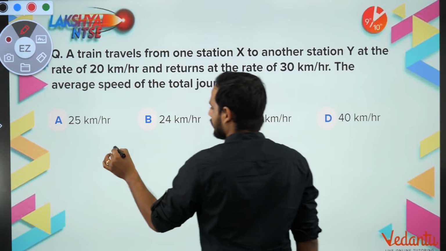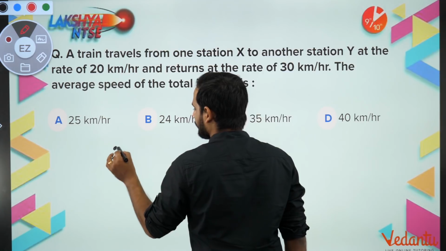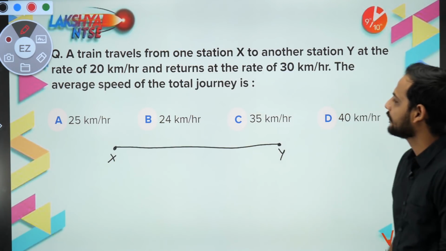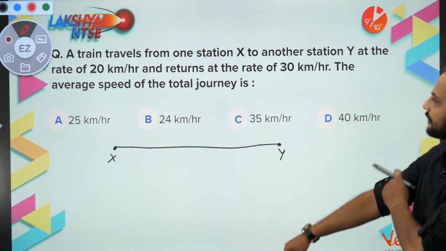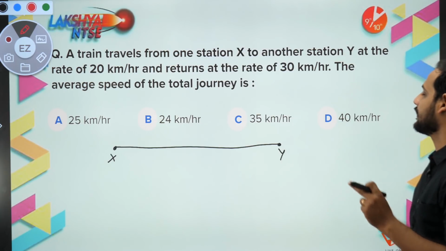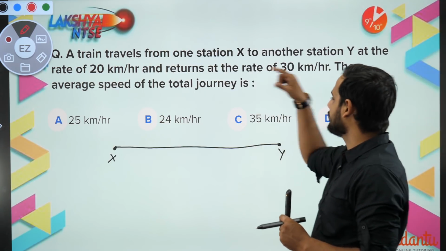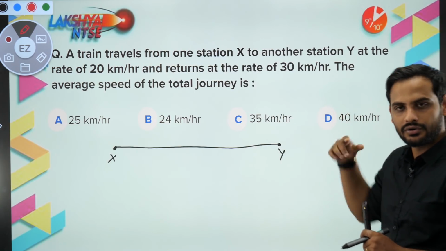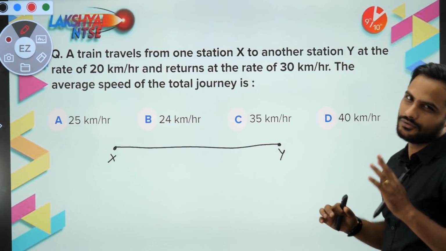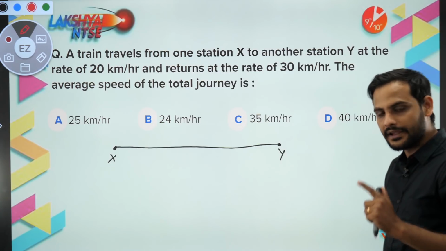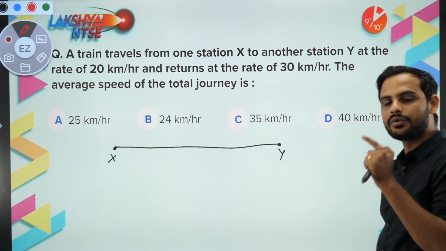Correct? So let us say your X is here and let us say your station Y is here. So a train travels from one station to another station at the rate of 20 km per hour and returns at 30 km per hour. Find the average speed. So now see, many will do what? 20 plus 30 divided by 2, so you will do 25. No, that is not the way. First we will find out the total distance and then the total time.